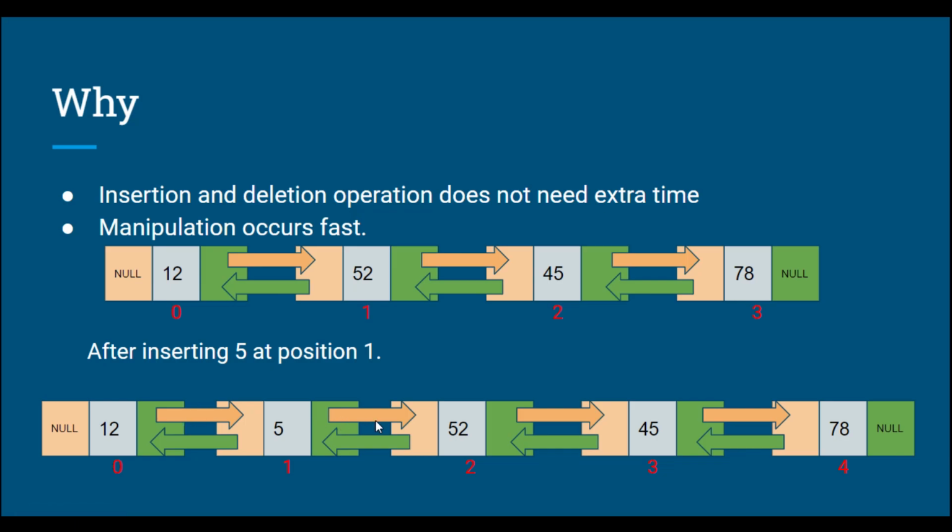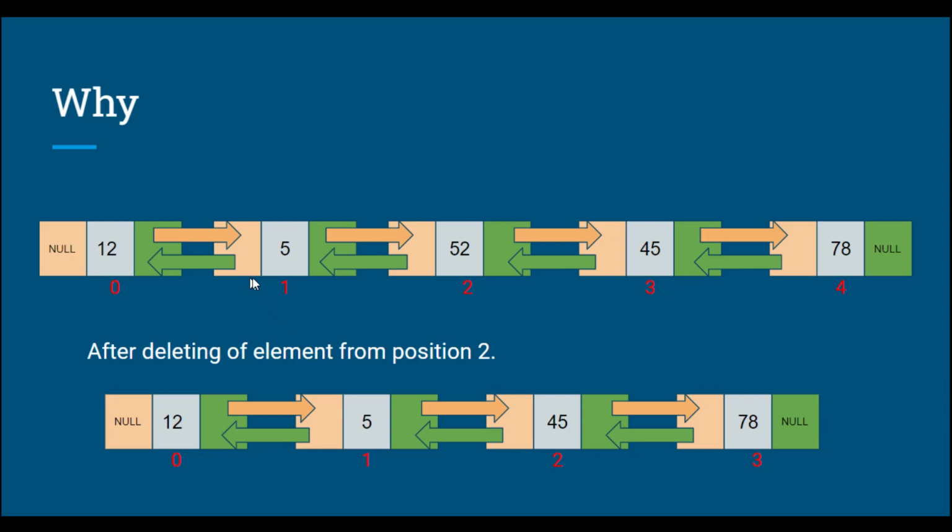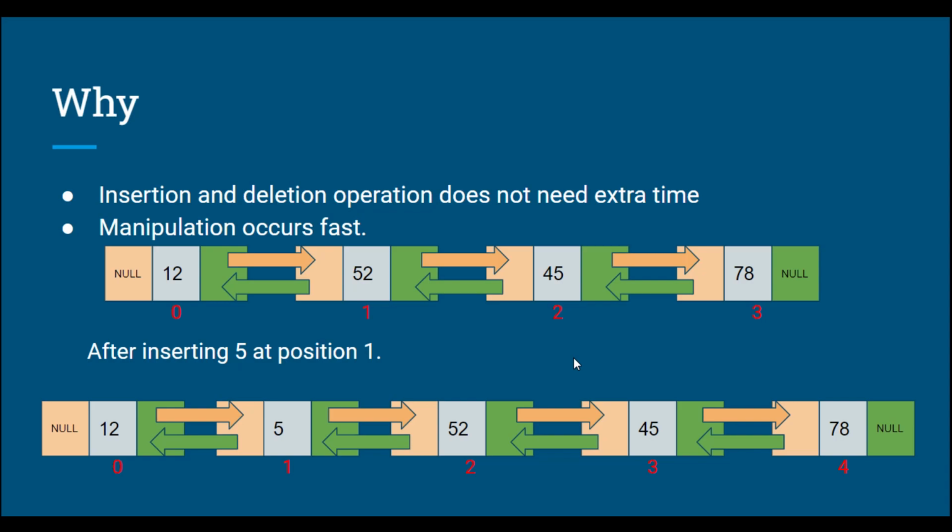And the same with deletion. If I want to delete 52, that is position 2, I have to delete this address and directly link this address with this one, and it will directly delete this element, and I have to remove this address also. So it will directly link with 45, and we don't have to change the other element addresses or positions. That is why we use linked list. So this is all about the linked list.